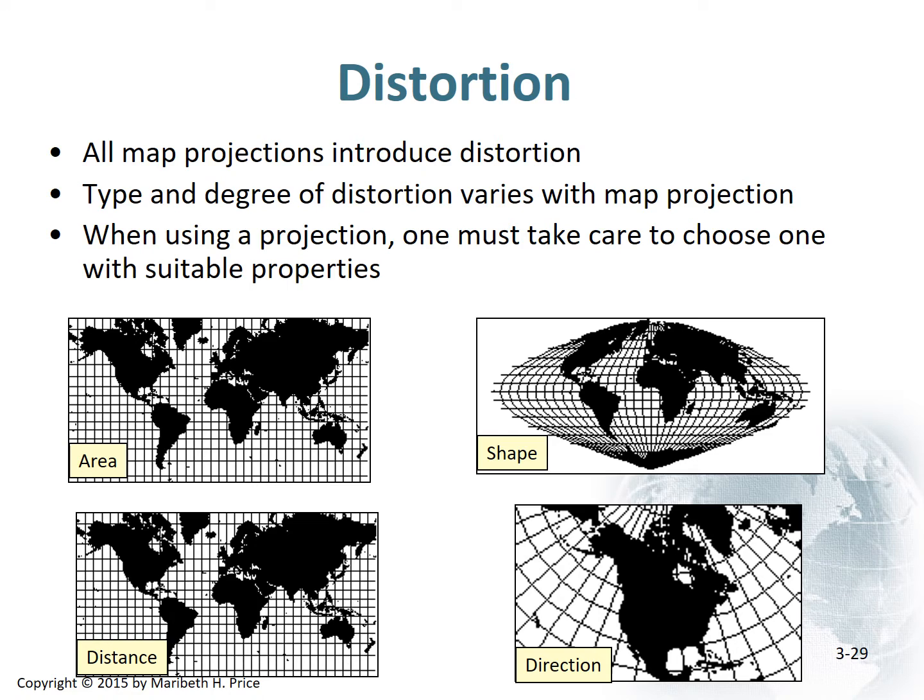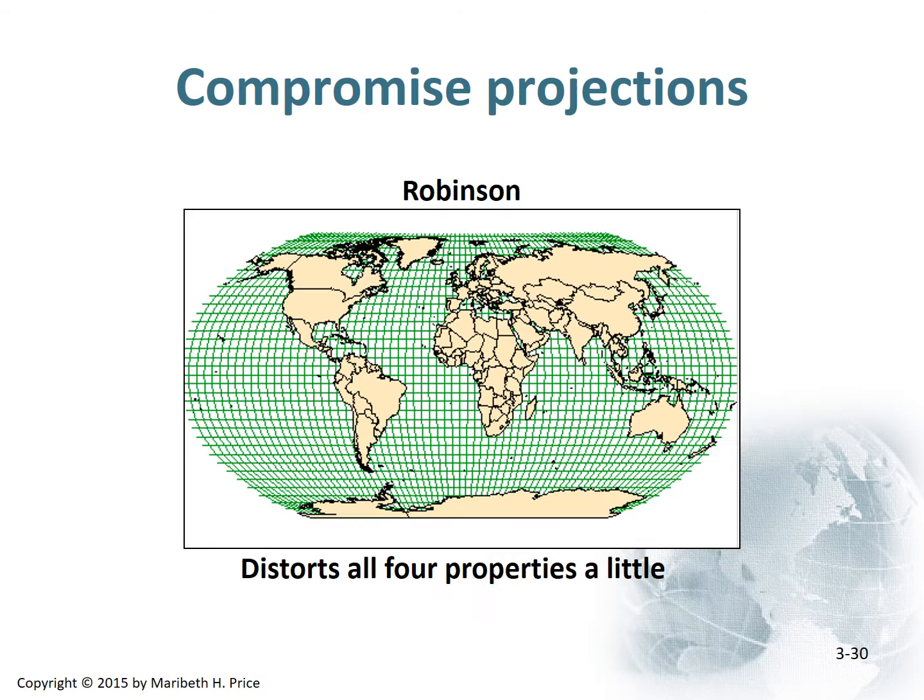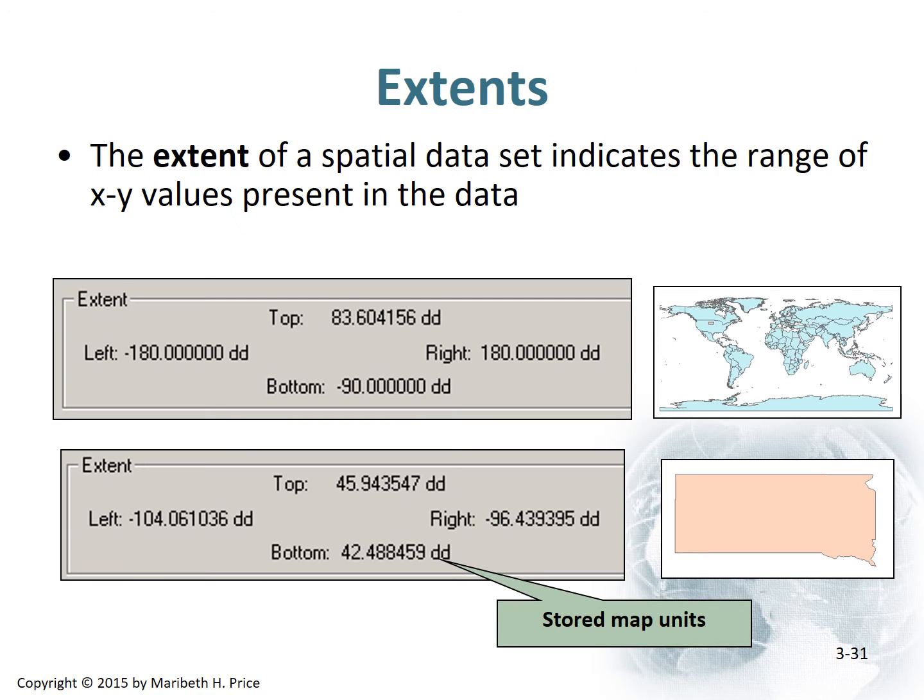All projections introduce distortion. The type and the degree varies by projection, and so when you select a projection, pick one that is most suitable for what you're trying to do. Some projections are actually what we call compromise projections because they distort everything a little bit and nothing horrendously. The extent is simply the coordinate range that covers the data set that you're looking at. And so if you have a global data set in this example, that would be the range.